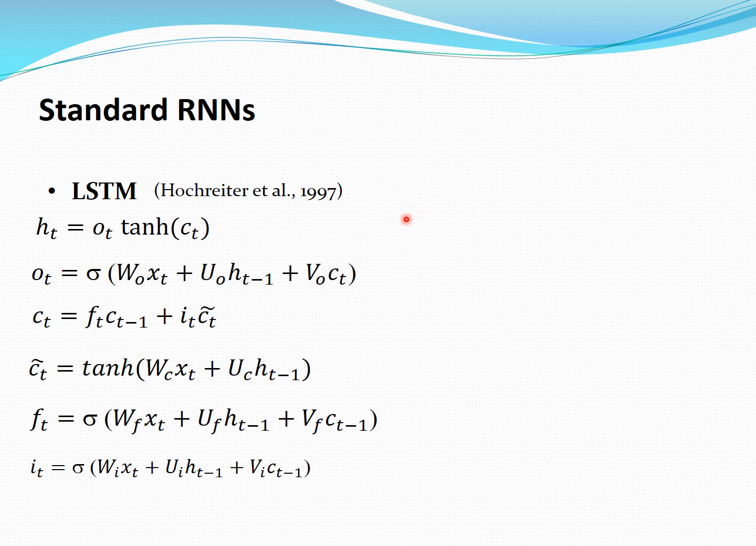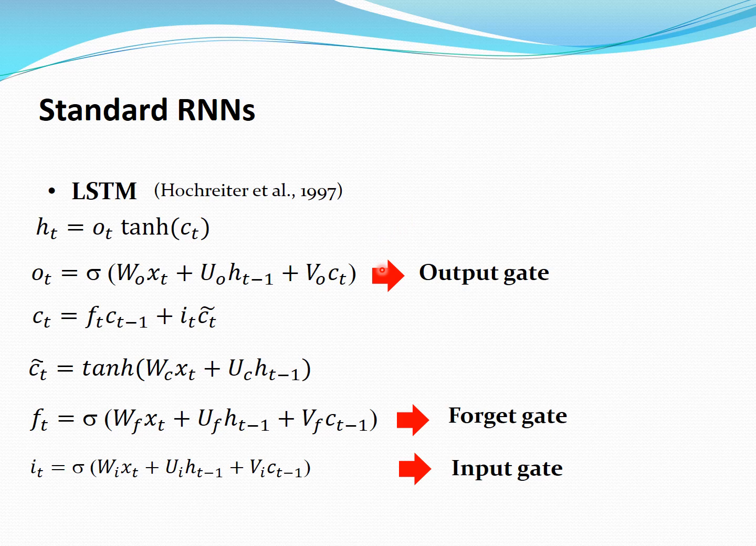If you take a look at these equations, you may see three multiplicative gates called output, forget, and input gates. And their role is to manage how the information flows from the input to the output of our LSTM architecture.